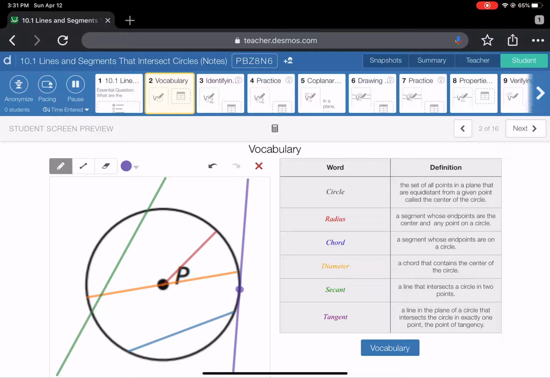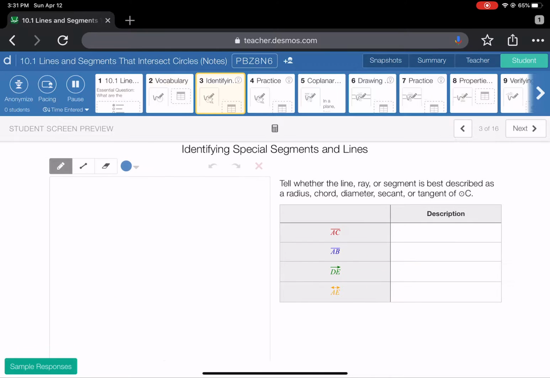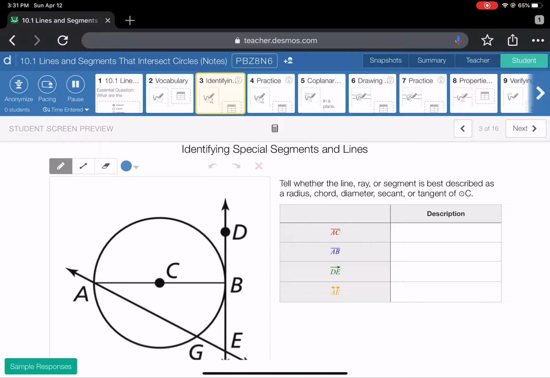All right, and these are all the important pieces of a circle that we're going to need to know. Let's go ahead and identify some of these segments, rays, and lines as the terms that we just discussed. First, we're going to tell whether the line, ray, or segment is best described as a radius, a chord, a diameter, a secant, or a tangent of the circle C. We're going to name the circle C because the letter at the center is C.